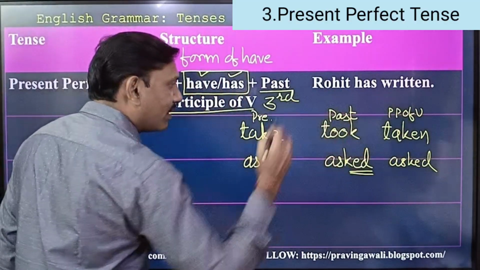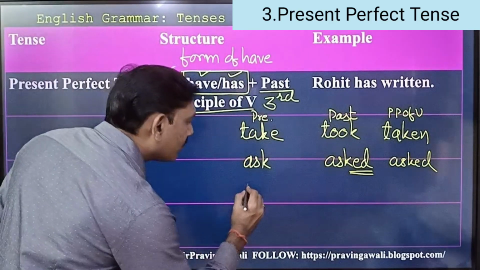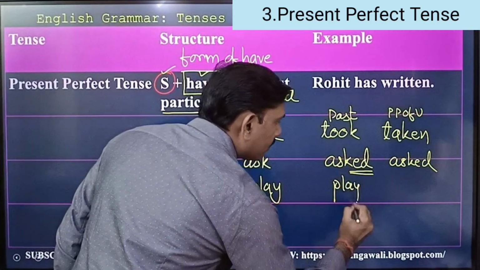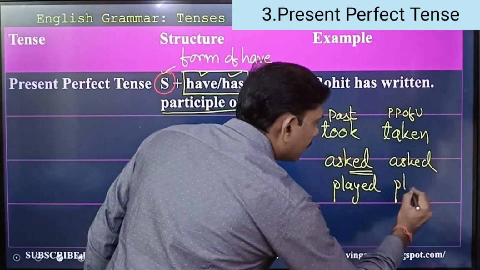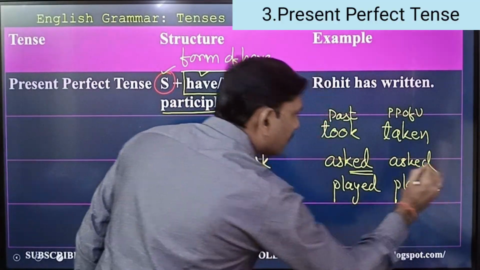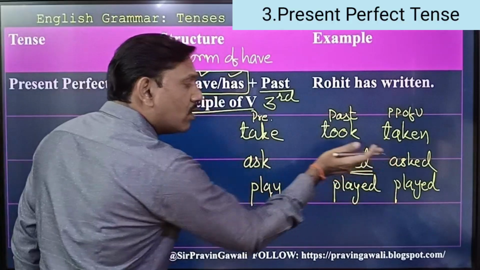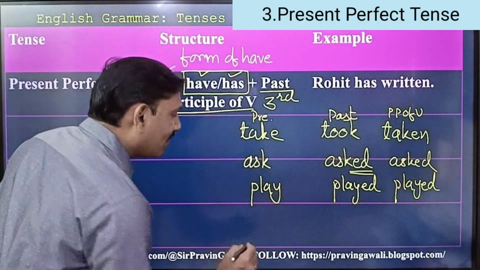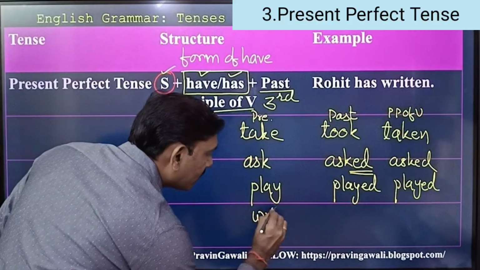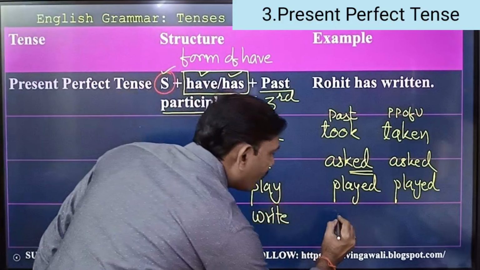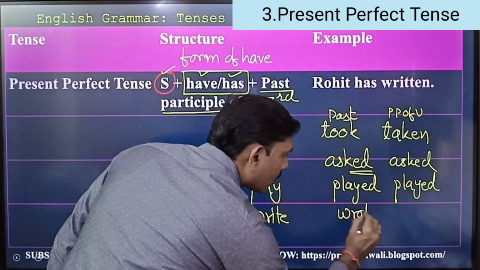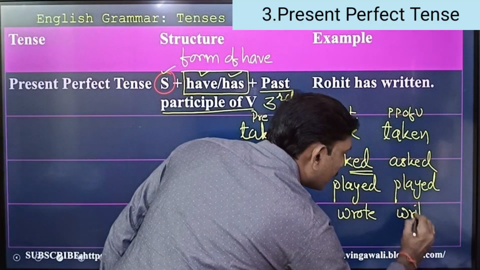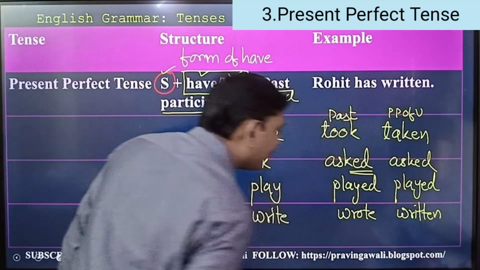Okay, past participle. For example, here again, play, played, played. So these are the common ways or common methods to make the past and past participle. Exceptions are there. For example, see here, write. The past form of write is wrote, and the third form of the verb is written. Okay, in the same way, speak.